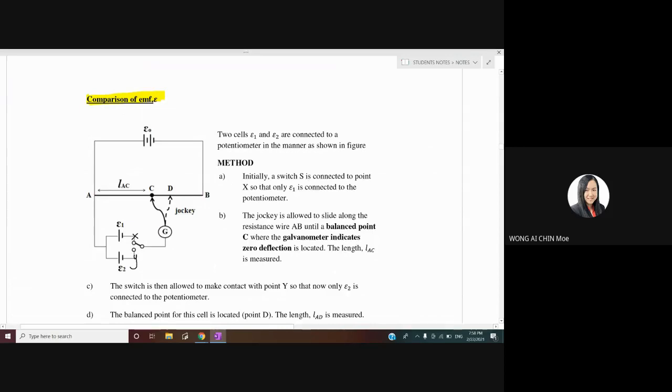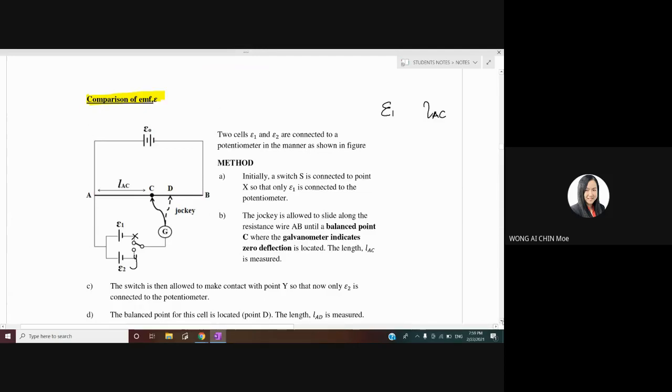Initially when it connects with X, only epsilon 1 is connected to the potentiometer because it is not connected with Y. The jockey is allowed to slide along the resistor wire AB until the balance point C, where the galvanometer indicates zero deflection, is located. So when you measure epsilon 1, the length is LAC. This is the value that we get.